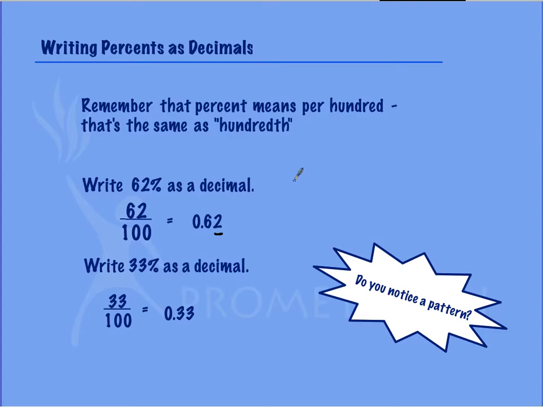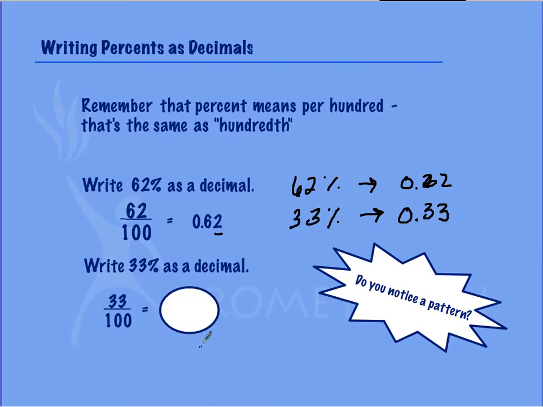Now, do you notice a pattern though? 62% changed to 62 hundredths. And 33% changed to 33 hundredths. What we should be able to see is that our decimal moves 2 places to the left.